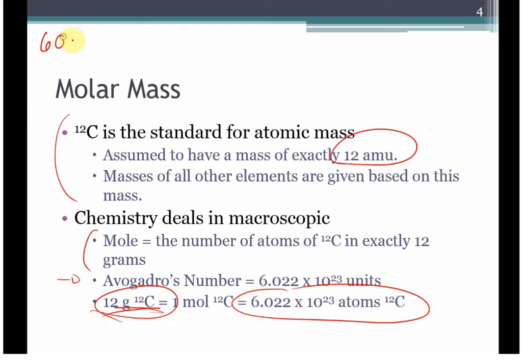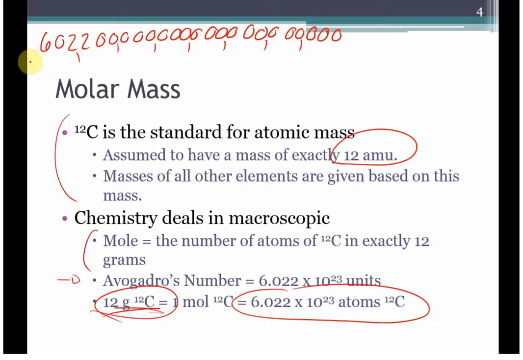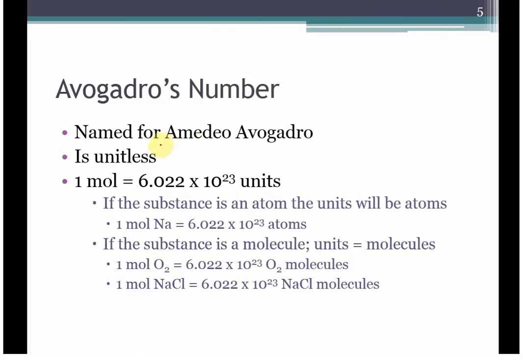That really, guys, is a really large number. 1, 2, 3, 4, 5, 6, 7, 8, 9, 12, 15, 18, 21, 23. It ends up giving us something like this many atoms. That's a whole lot. Now, Avogadro's number was originally named for Amadeo Avogadro, who proposed this originally.